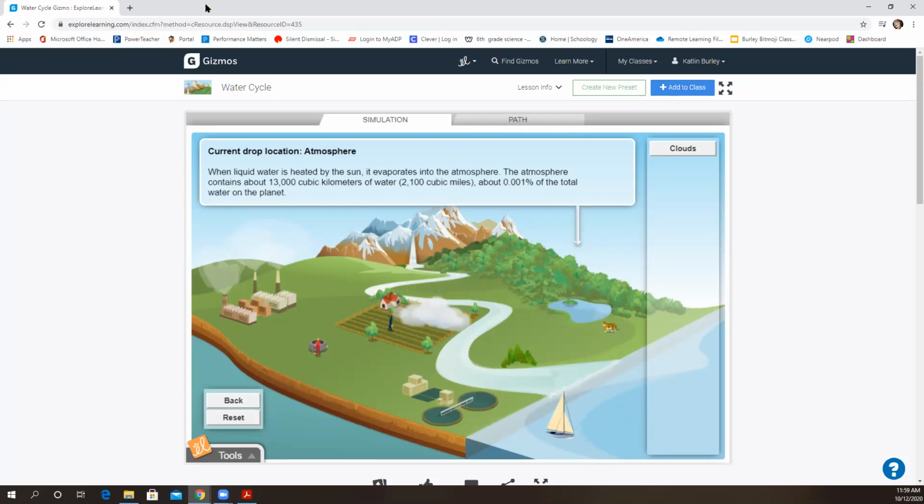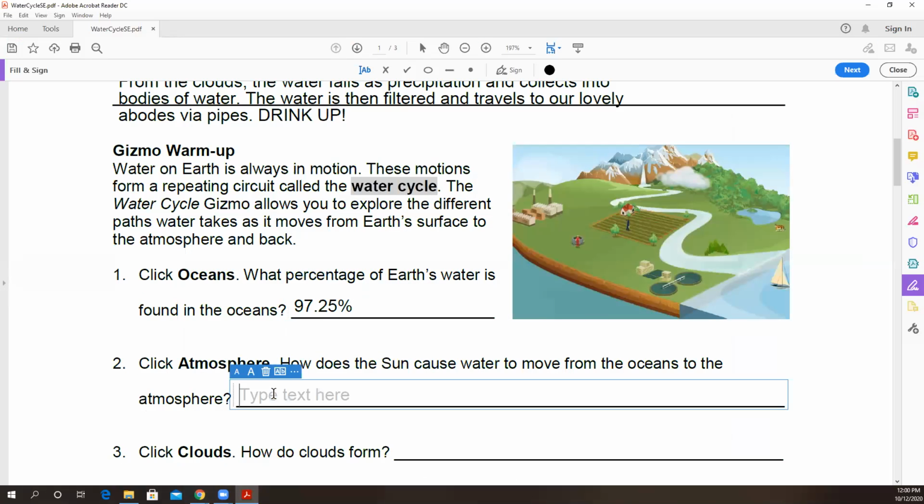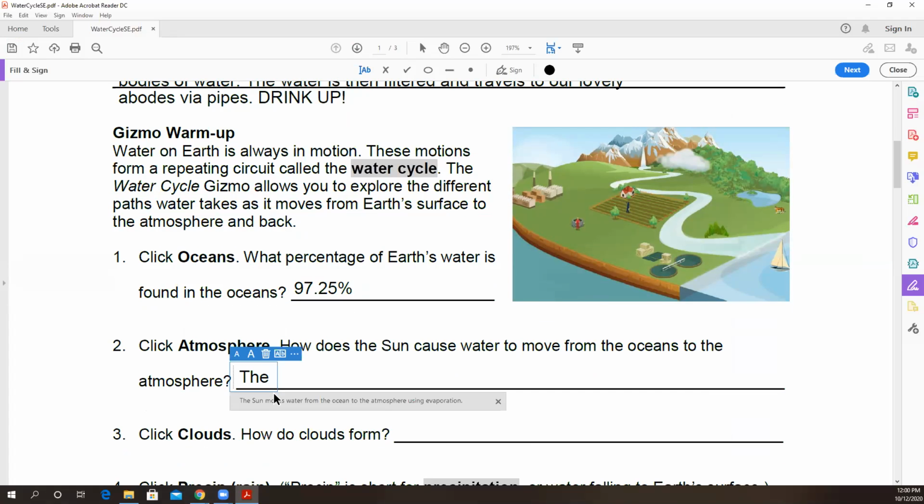So what should I write when I go back to my sheet that asks how the sun causes water to move? What should I write? According to what it just said on the Gizmo. Go ahead, Joel. Okay, so I should write the sun does what? What does it do to the water? Heats up the water and causes it to? Perfect.